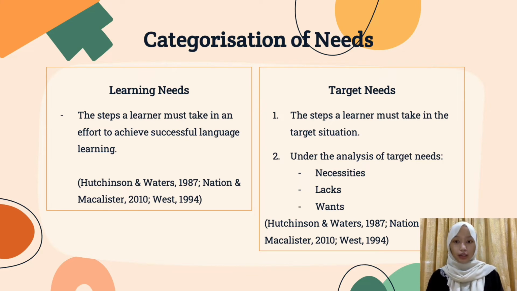Or as Richard West stated, necessities are what learners have to know in order to function effectively in the target situation. Now, lags are the points where a learner shows deficiency, or the gap between learners' current proficiency and their target proficiency. Finally, wants are learners' individual aspirations and ambitions in terms of learning. Hutchinson and Waters said that wants are what the learners want, or what they feel they need.